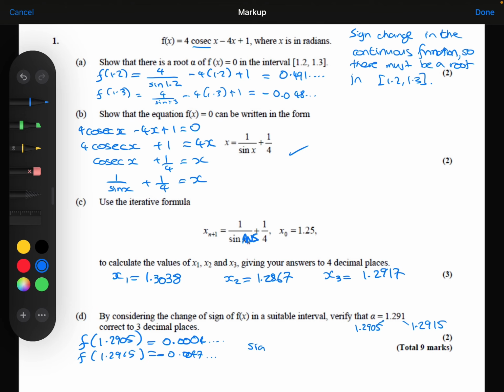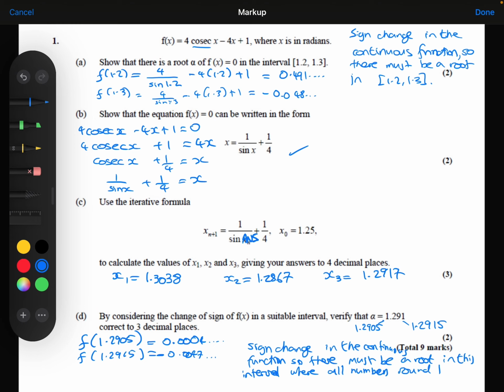So sign change in the continuous function, so there must be a root in this interval, where all numbers round to 1.291 to 3 decimal places.